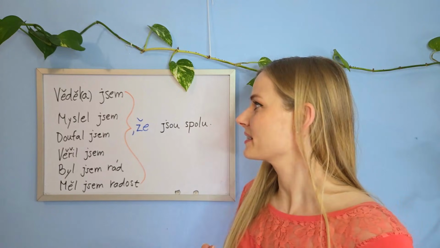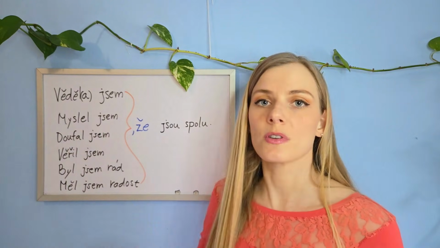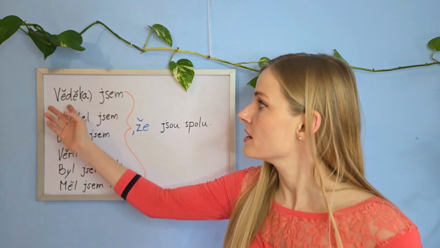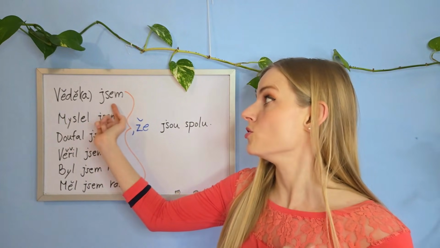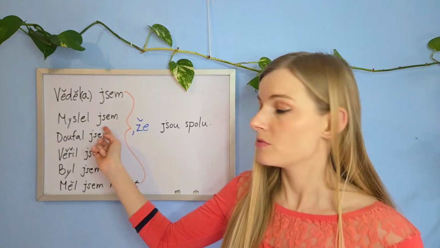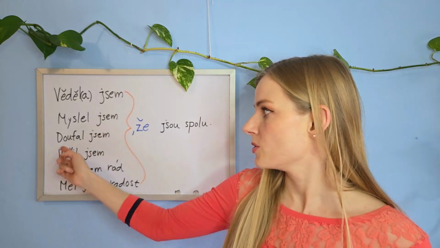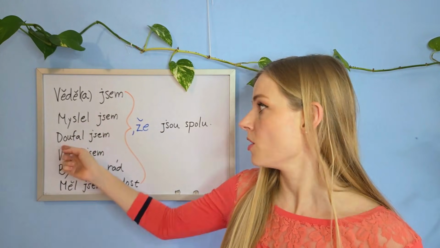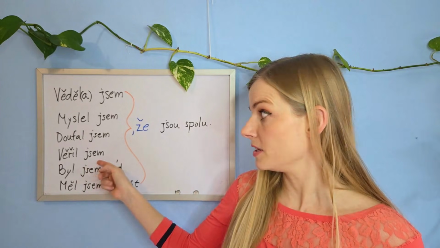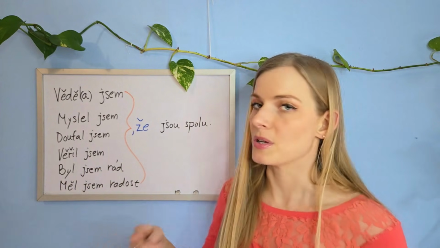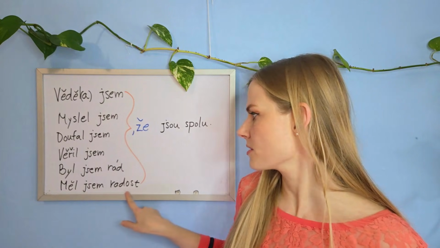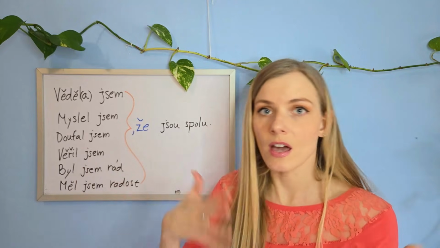Okay, here is our little activity. All these phrases are the ones that you just saw, except now they are in past tense. So we have věděl or věděla jsem, I knew. Myslel or myslela jsem for the feminine form, I thought. Doufal jsem, doufala jsem, I hoped. Věřil jsem, věřila jsem, I believed. Byl jsem rád, byla jsem ráda, I was glad. Měl jsem radost, I was happy, I was feeling happy.